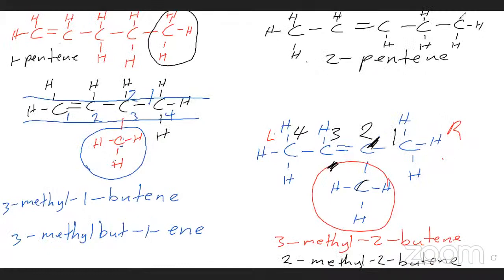Sir, for the condensed formula, it has a double bond, right? But the molecular formula doesn't show it. So if we're supposed to write an isomer for pentene, when you're writing an isomer for it, can it be called pentane? Like you take out the double bond? No.